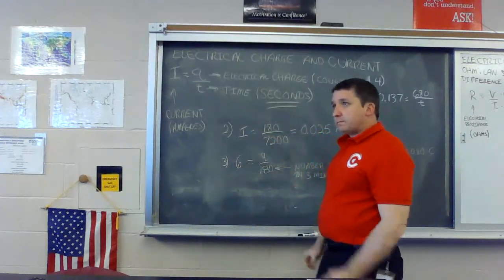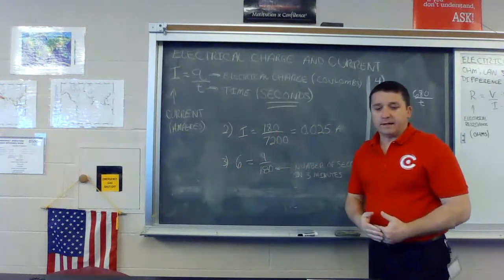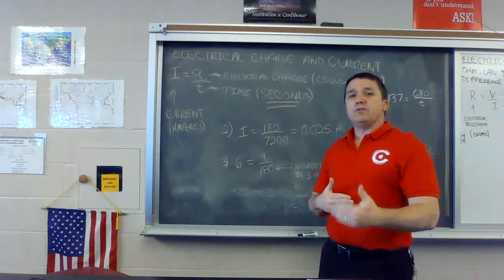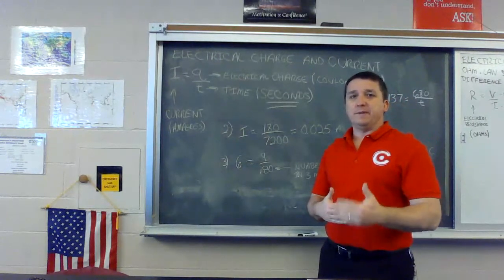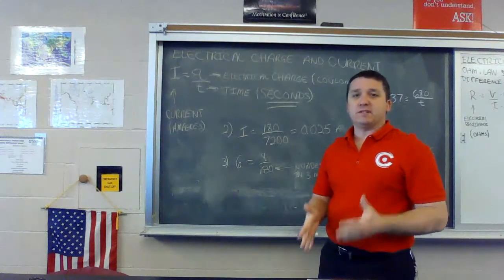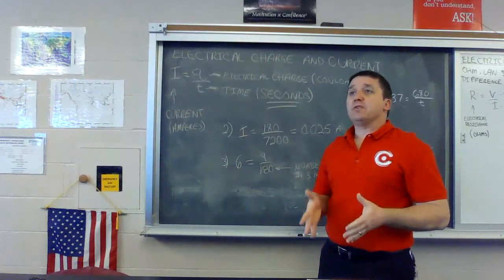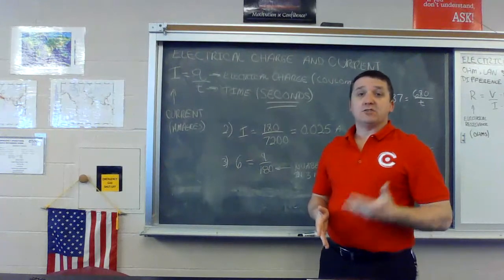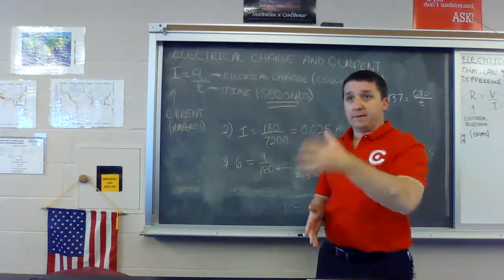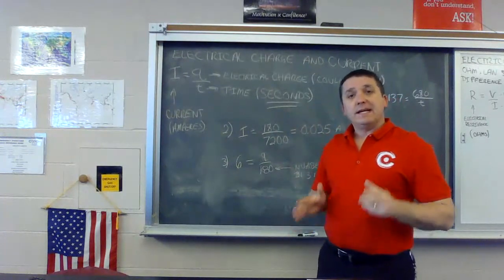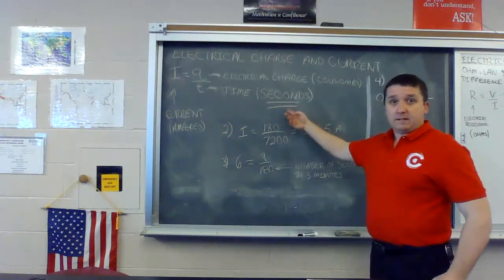Now, at the beginning of the year we talked about, well, I don't know if we talked about it, but there are standard units of measurement in the metric system. For example, the standard unit of length in the metric system is the meter. The standard unit of temperature, it's not Fahrenheit, it's not Celsius, it's actually called Kelvin, which we'll talk about next chapter. The standard unit of time is seconds.